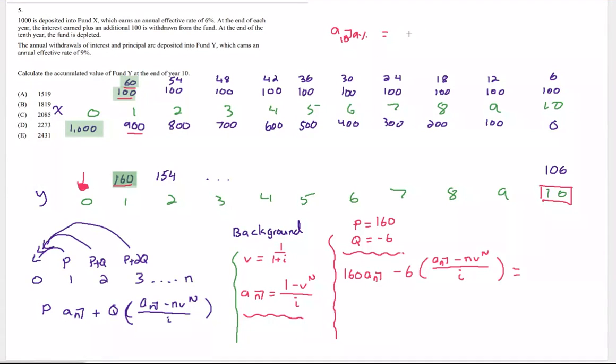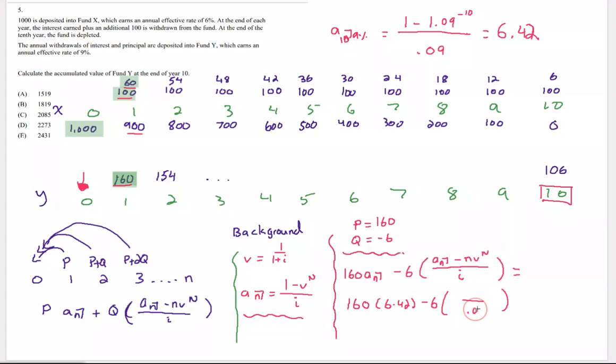Okay, so it's going to be 1 minus 1.09 to the -10 divided by i. The formula is right here, and i is 0.09. So let's put that in the calculator, see what we get. 1 minus 1.09 to the -10 divided by 0.09. This can easily be done in a financial calculator, but I want to show it this way. Okay, so we get 6.42. Okay, so great. So we get 160 times 6.42 minus 6.